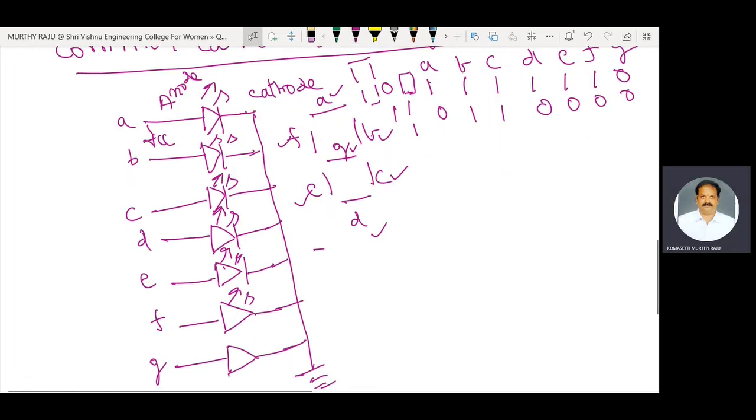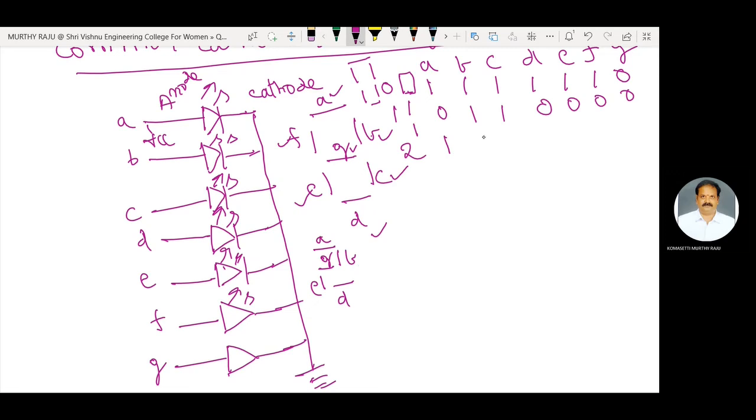Next, for 2, A is compulsorily on. A, B, G, E, and D are on. A is on, B is on, C is 0, D is on, E is on, F is 0, G is on. For the second one, 1 1 0 1 1 0 1.